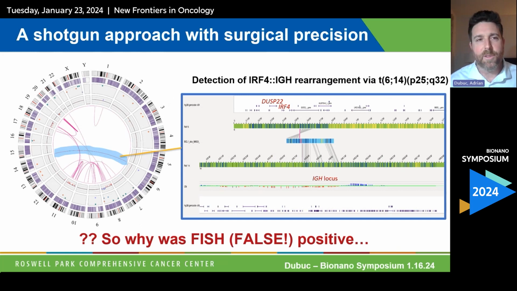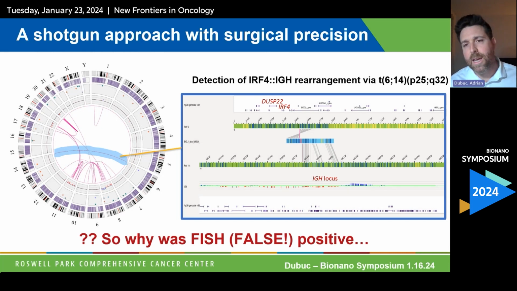Now, I like to think of OGM as a shotgun approach with surgical precision. And here's an example of exactly why this is the case. So in highlighting in blue, again, the same Circos plot for this patient, a particular rearrangement. This is an alteration between chromosomes 6 and 14. And what you can appreciate is that this results, at the gene level, in a rearrangement between the ERF4 locus and the IGH. So a cytogenetically cryptic translocation 6;14.